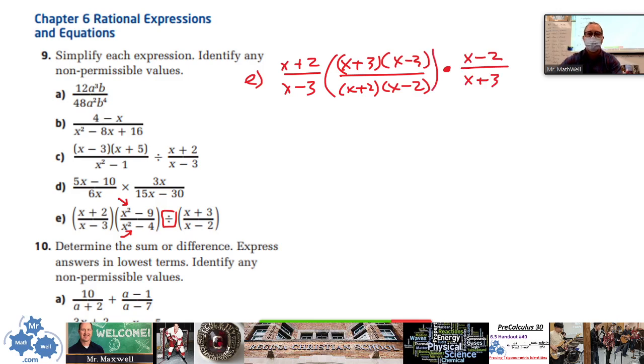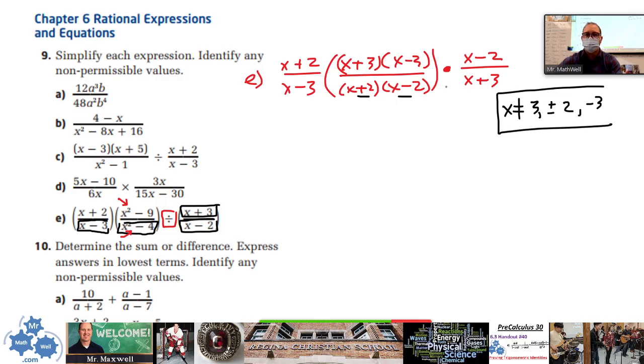Might be a good idea to note restrictions at this point. And again, I need to note restrictions from these ones because they're in the denominator, but also from both of these because I'm dividing by this whole term. So x cannot equal 3, plus or minus 2, right here, I've got the plus 2 there, and negative 3. So plus or minus 3 and plus or minus 2. That you're going to want to note about this time so you don't forget.